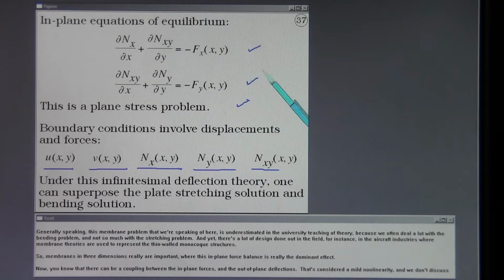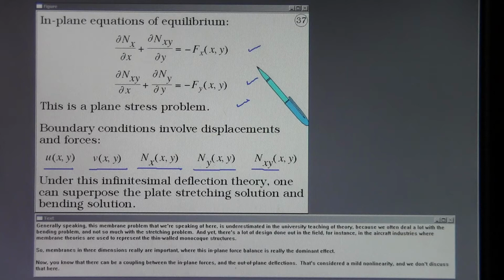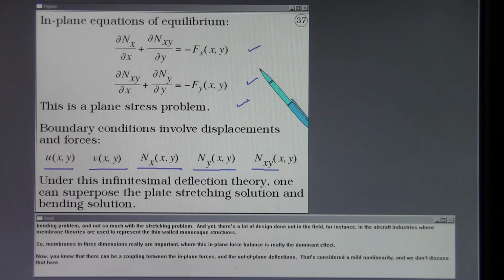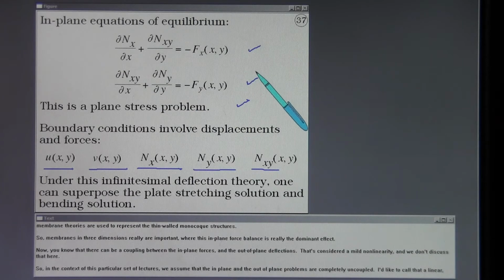Generally speaking, this membrane problem that we're speaking of here is underestimated in the university teaching of theory, because we often deal a lot with the bending problem and not so much with the stretching problem. And yet there's a lot of design done out in the field, for instance in the aircraft industries, where membrane theories are used to represent the thin-walled monocoque structures. So membranes in 3 dimensions really are important, where this in-plane force balance is really the dominant effect.